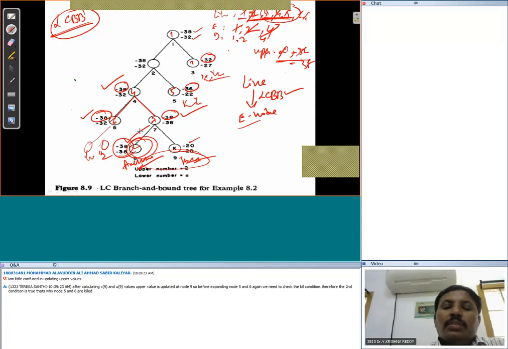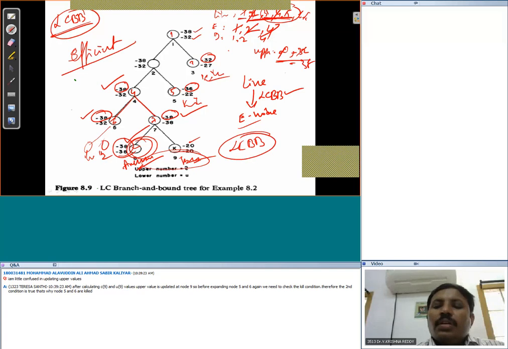But all of you please observe, compared to the previous result, the tree representation and this result, this is efficient compared to the remaining two techniques. LCBB always gives the efficient result compared to the other two BB techniques.